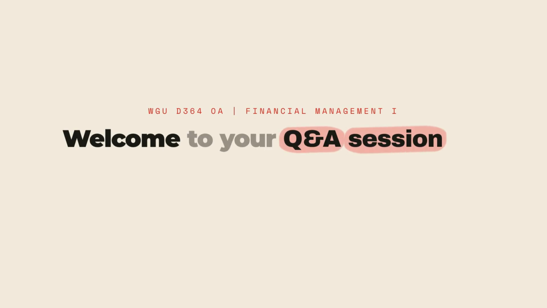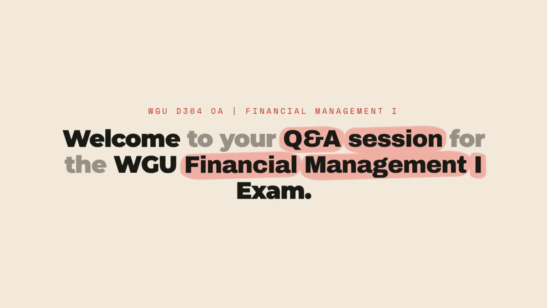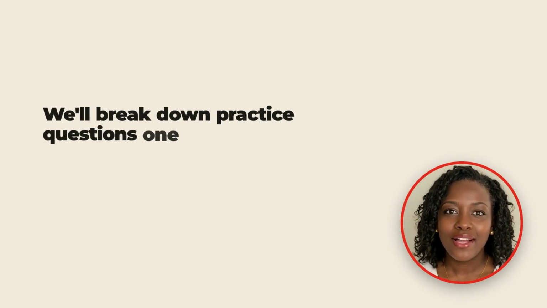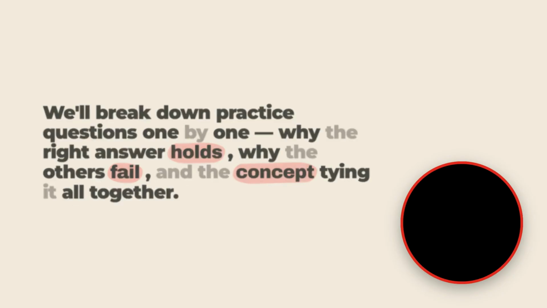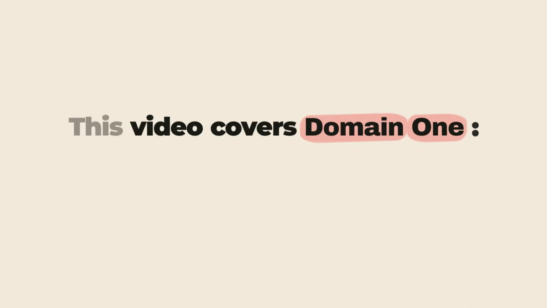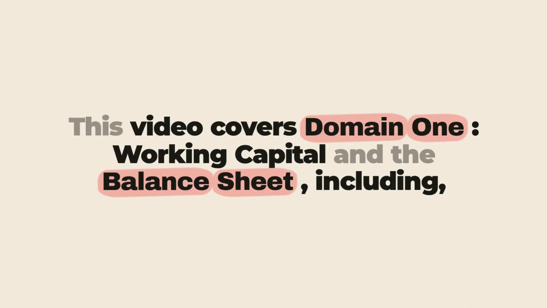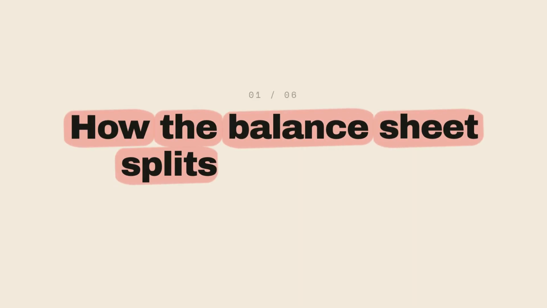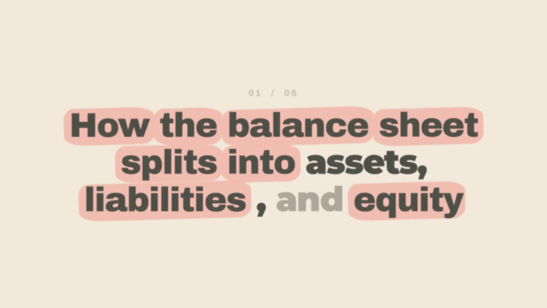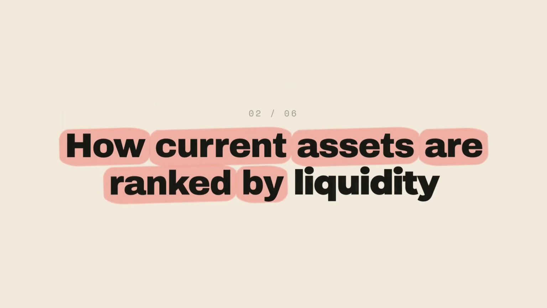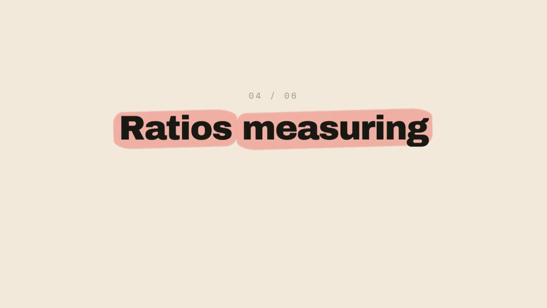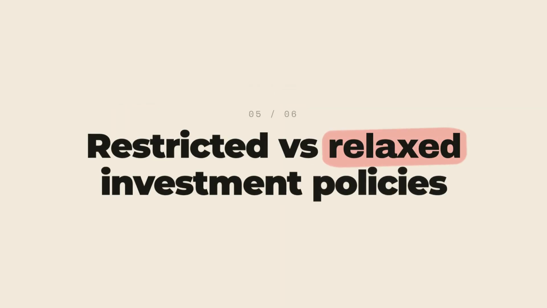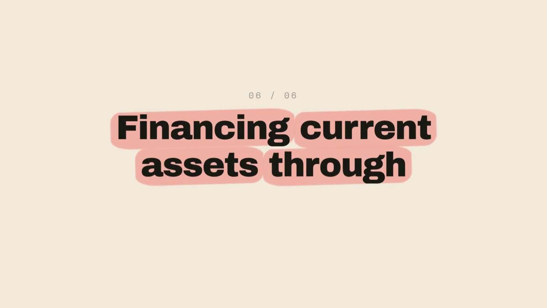Welcome to your Q&A session for the WGU Financial Management I exam. We'll break down practice questions one by one, why the right answer holds, why the others fail, and the concept tying it all together. This video covers Domain 1, working capital and the balance sheet, including how the balance sheet splits into assets, liabilities, and equity, how current assets are ranked by liquidity, gross, net and net operating working capital, ratios measuring liquidity and working capital, restricted versus relaxed investment policies, financing current assets through maturity matching.